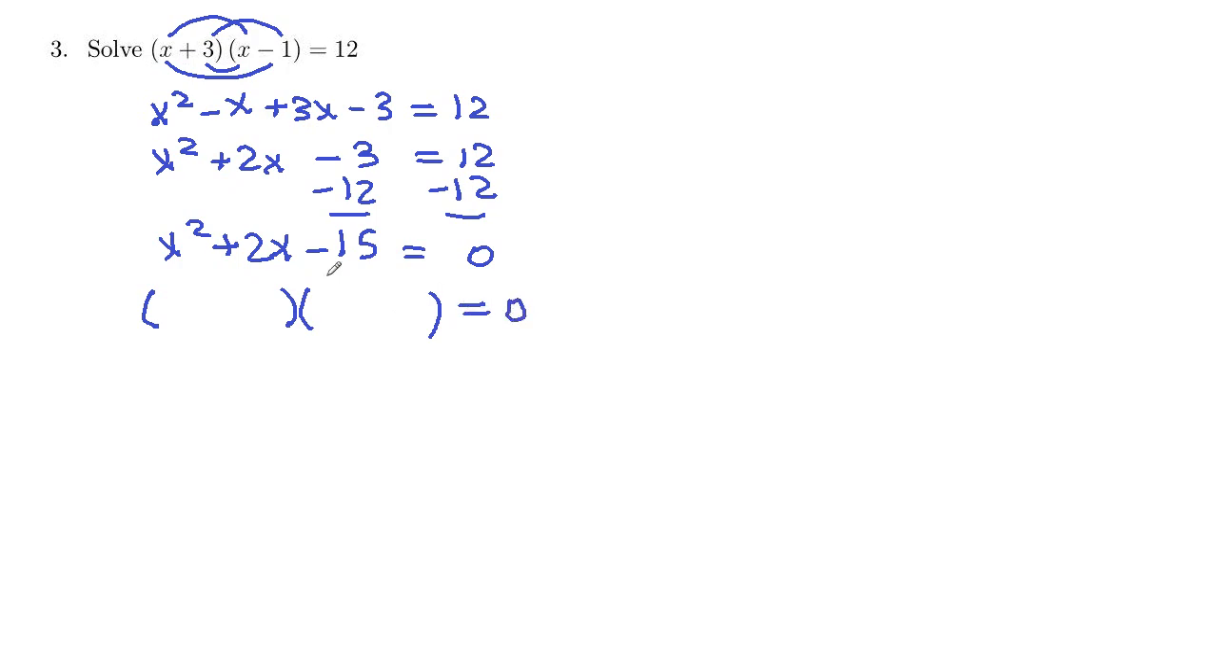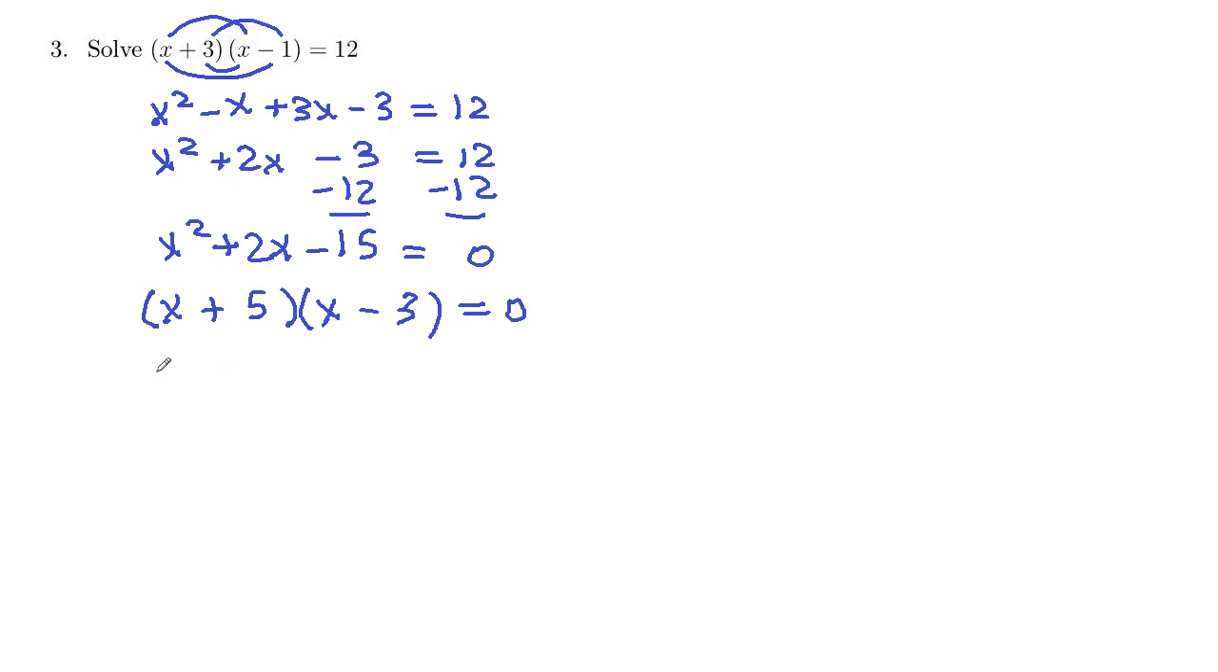So first terms have to make x squared, so this has to be x and x. And then in our last slots here, we want factors of negative 15 that add up to positive 2. So let's see, that will be 5 and 3. And then we want the 5 to be positive and the 3 to be negative. So that'll give us negative 3x and a positive 5x, positive 2x.